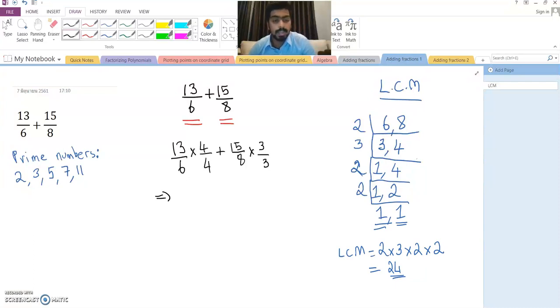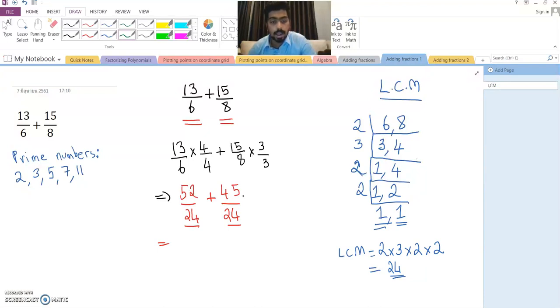We do the multiplication. 13 times 4 gives us 52. So we have 52 over 24 plus 15 times 3 is 45, and we have 45 over 24. Again guys, we only add the numerators, that means the numbers on the top, and we do not add the denominators. Now if you take a look at this, we have common denominators now. So we can add the fractions.